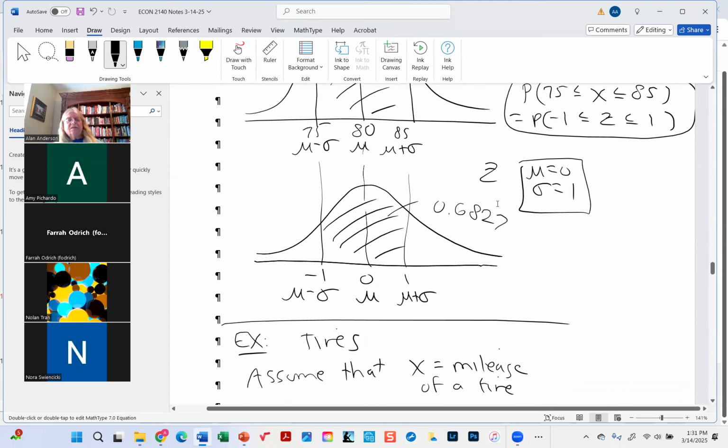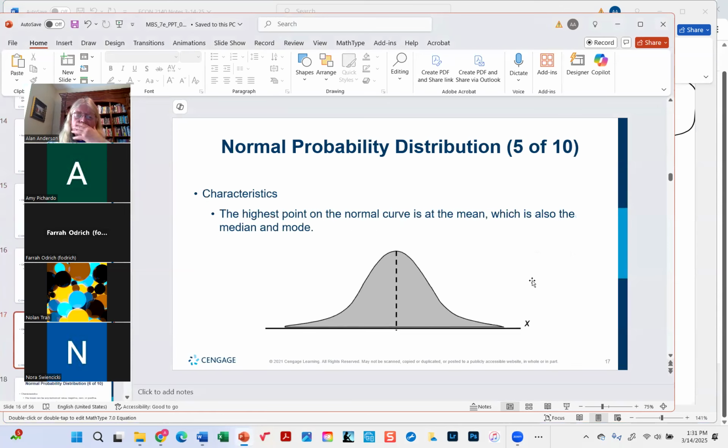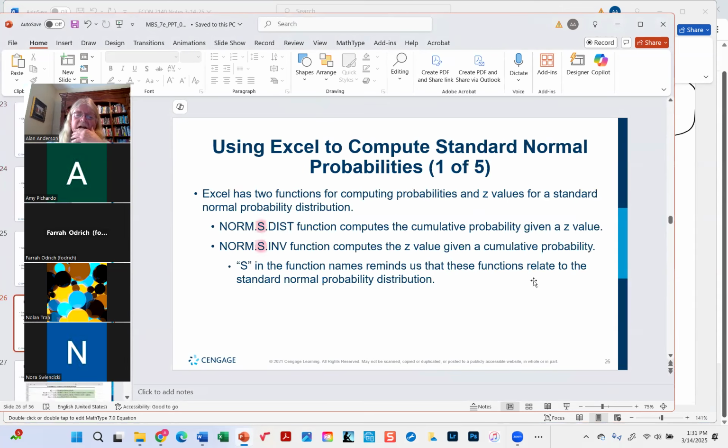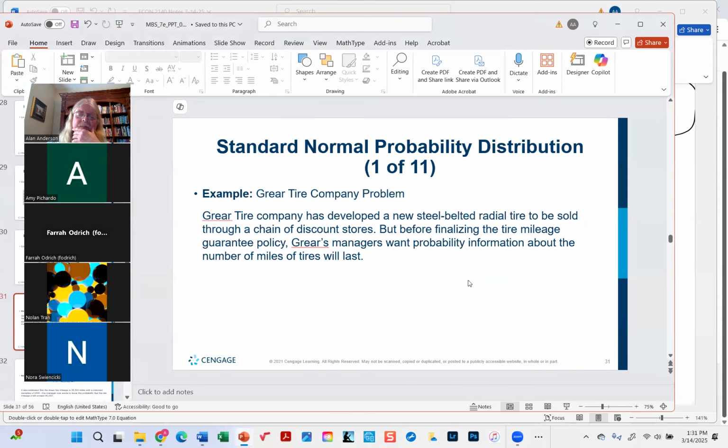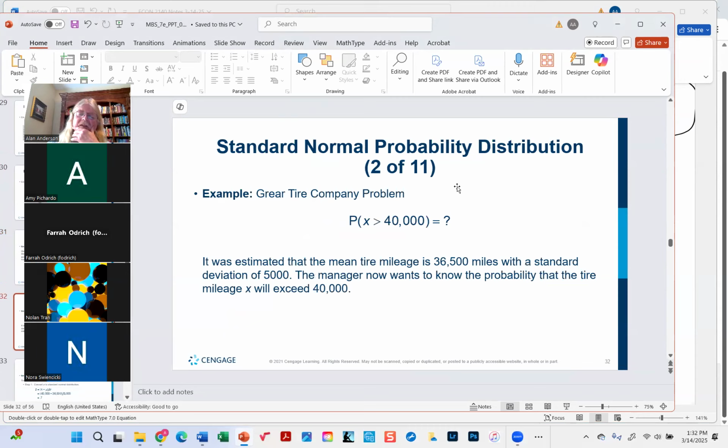All right, great. Now, the slides have their own example that we would like to look at. Let's go look at the slides. So we'll jump ahead a little, and we have a car dealer. Actually, I'm sorry, it's a tire manufacturer that makes tires, steel belt or radials. Now, we're being told here that the tires have a mean lifetime of 36,500 miles, and the standard deviation is 5,000. So we'd like to know the probability that any randomly chosen tire will have a lifetime of at least 40,000 miles.